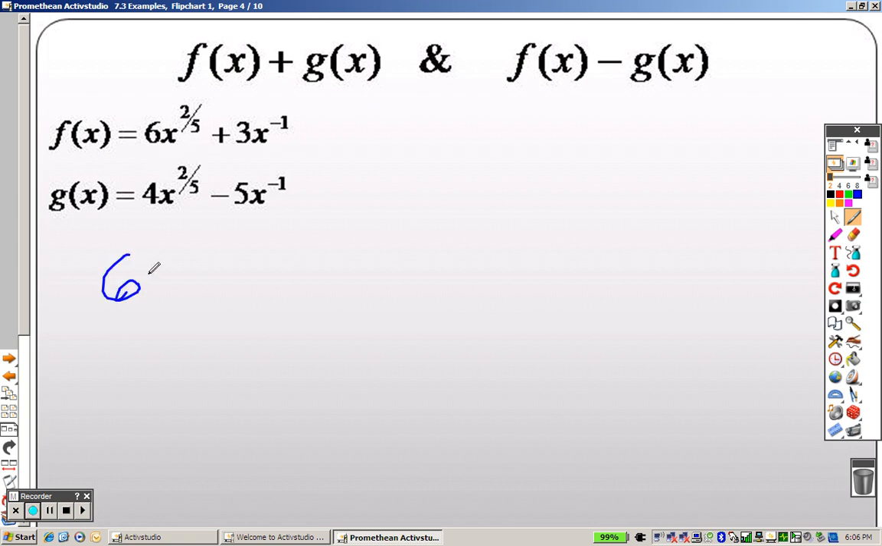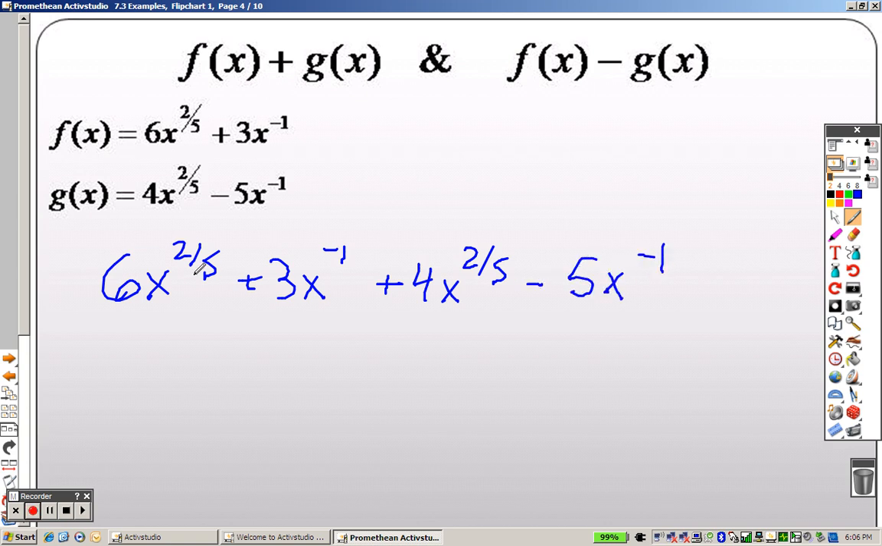All right, if you add them, it's 6x to the 2/5 plus 3x to the negative 1. All right, and then here's g of x, plus 4x to the 2/5 minus 5x to the negative 1. You combine your like terms. If I have 6 of these and 4 of these, I now have 10 of these. If I have 3 of these minus 5 of those, I have minus 2 x's to the negative 1 is really all that I have there.